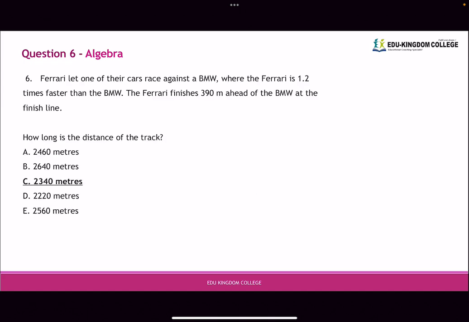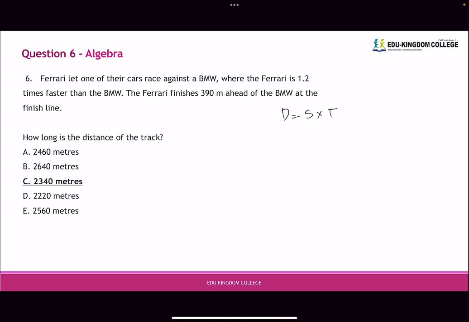Now, we have a Ferrari and a BMW. The Ferrari is 1.2 times faster than the BMW, and the Ferrari finishes 390 meters ahead of the BMW. Now, what is the relationship between speed, distance, and time? So, distance equals speed times time. Always, distance equals speed times time.